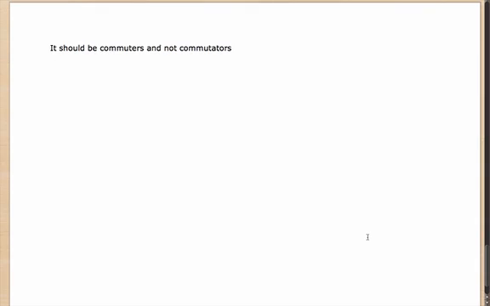This is an edit that I wanted to insert. Well, it should be commuters and not commutators, as I have said in the previous example. Commuters are people who commute from one particular location to another location, and hence the question of services arises. Whereas commutators, some of you might know, are switches which are used in electrical motors. So, just an edit that I wanted to insert.